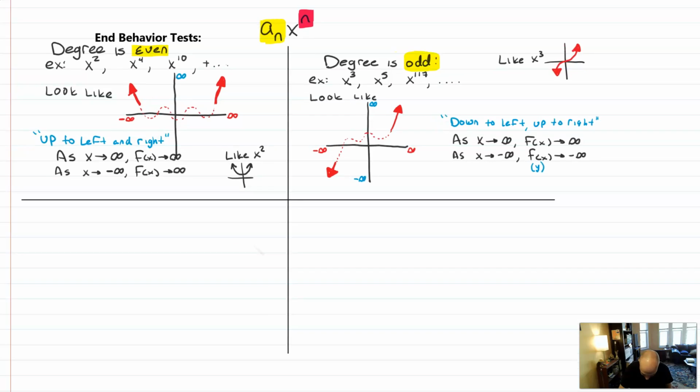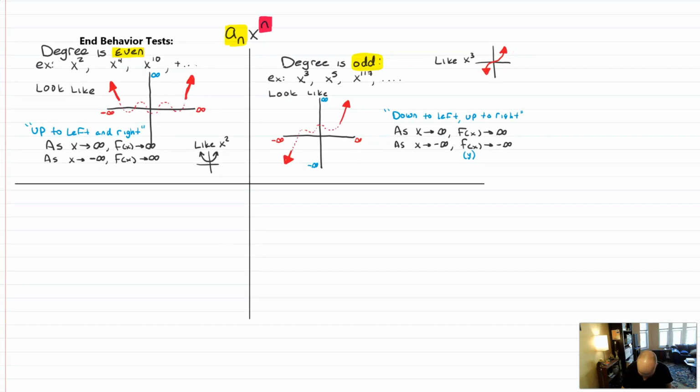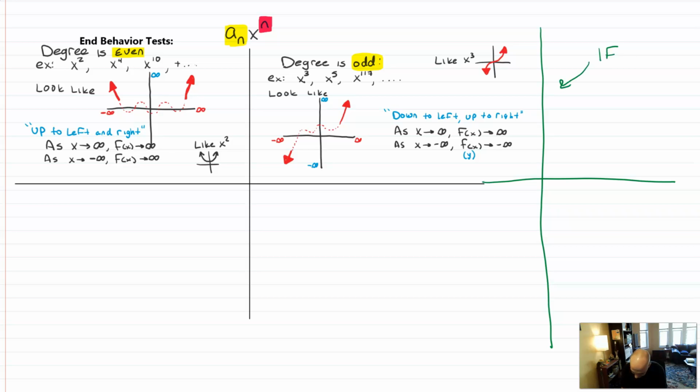These first two items are assuming that the leading coefficient is positive. So for example, 3x to the fourth, or it could be an odd number, 1,000 x to the third. Those would apply on this first line.